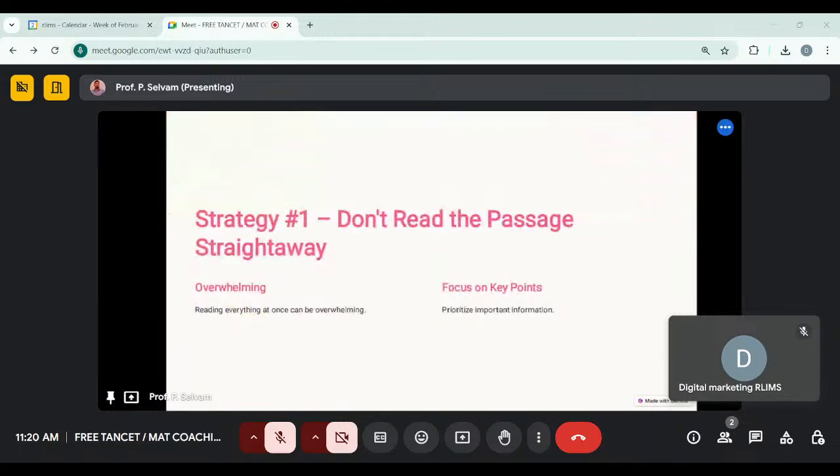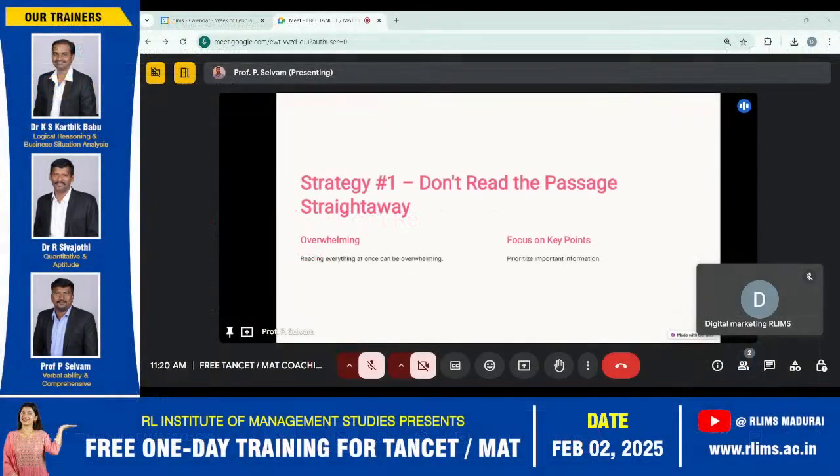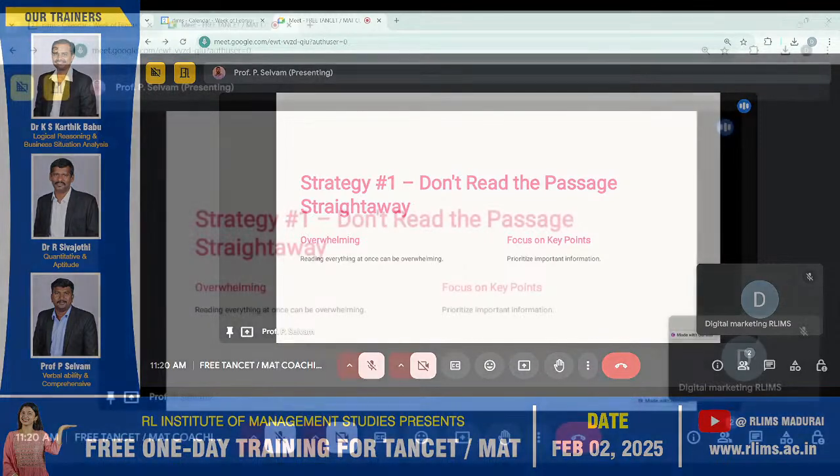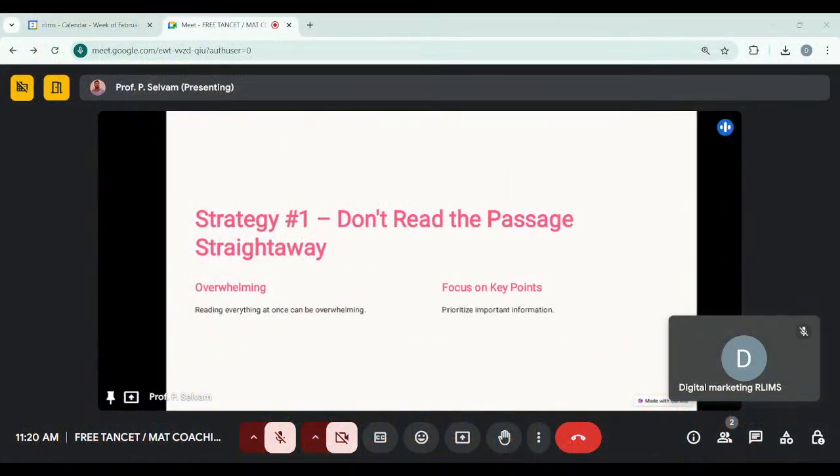Now, as I have told, don't read the passage straight away. You have another chapter in the TANCET exam, that is business situation analysis. Even in that, you will be given lengthy paragraphs. This technique can also be applicable for that section, because in the business situation analysis, the content will be running for about 2.5 pages. I still remember going through that question.